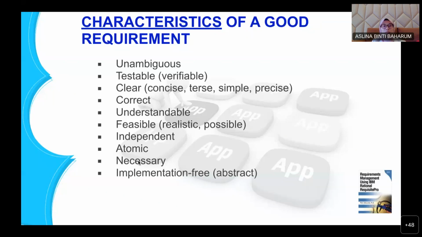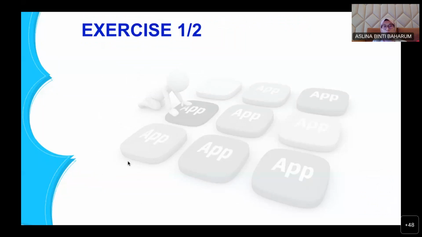Okay, implementation free is kind of abstract. The requirement can be implemented, that's why implementation is free. Okay, we have 1, 2, 3, 4, 5, 6, 7, 8, 9, 10. But this is actually not fixed to all of this, it is based on the suggestion of the characteristics to have a good requirement.